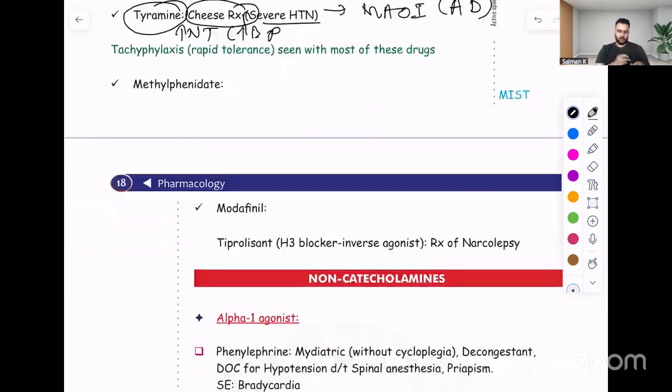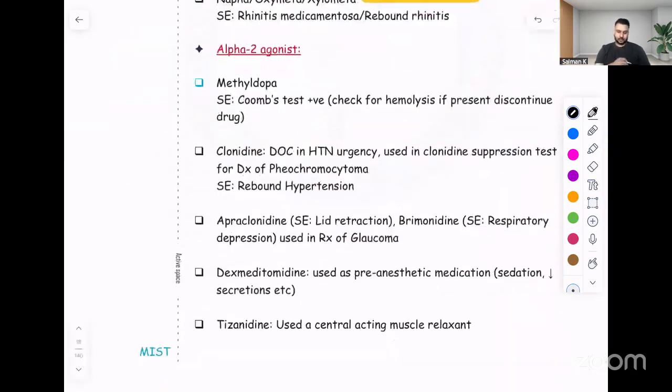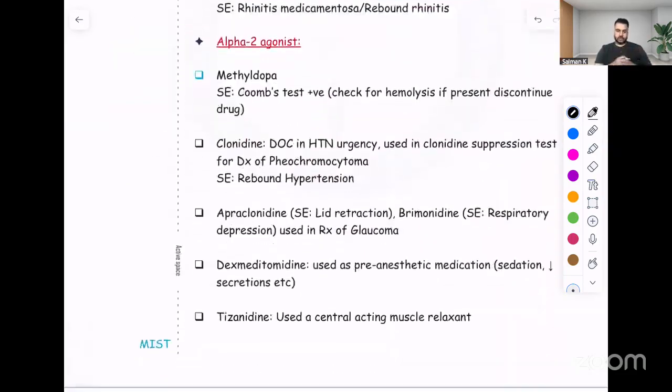Okay. Next are these drugs like methylphenidate or modafinil. Methylphenidate is the drug of choice for ADHD, attention deficit disorder. Modafinil, on the other hand, is the drug of choice for narcolepsy. Narcolepsy means excessive sleepiness. Okay. Now coming to alpha 2 receptor drugs, alpha 2 agonists, we got two guys here, methyldopa and clonidine, as the most important ones.